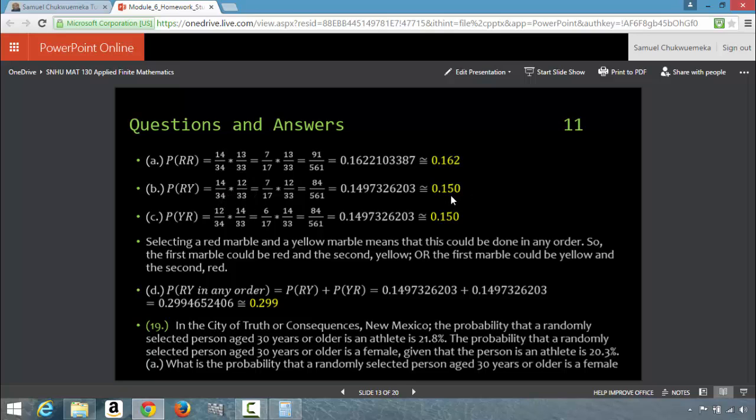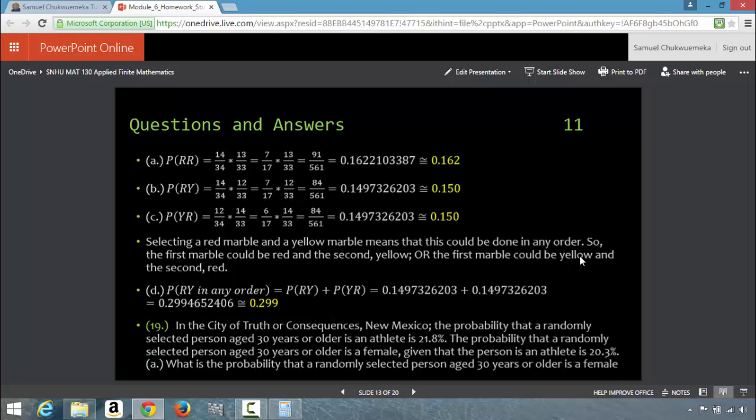So when you do that, you get 0.150. The same way you do yellow then red, you get that. Then the one in any order, it could be red then yellow or yellow then red. Okay, so you just add the two probabilities and it gives you 0.299.